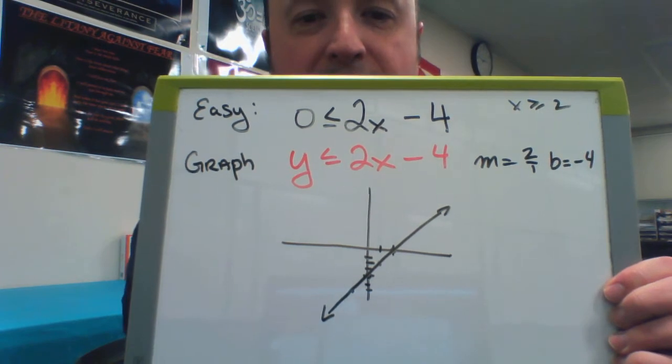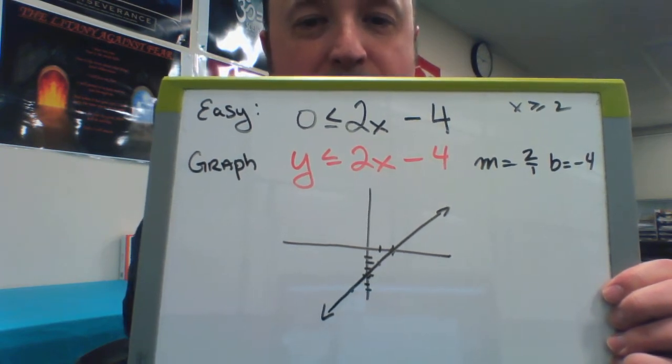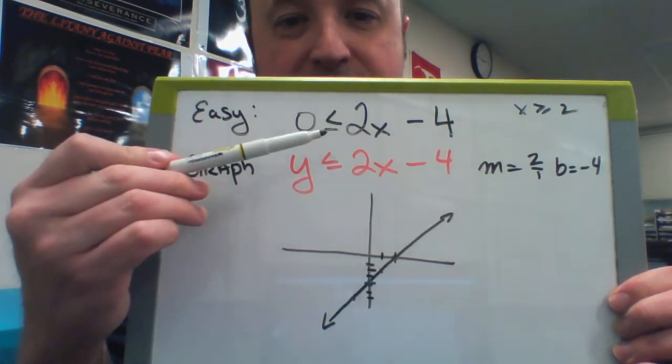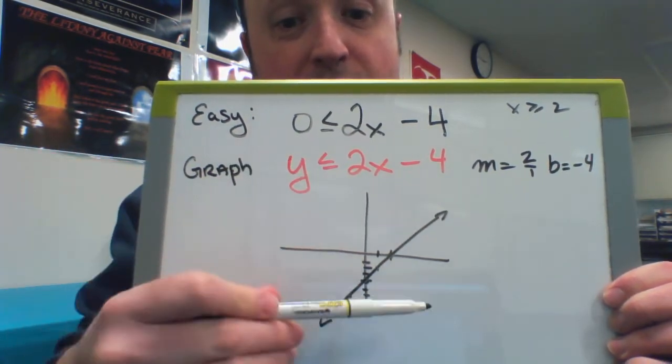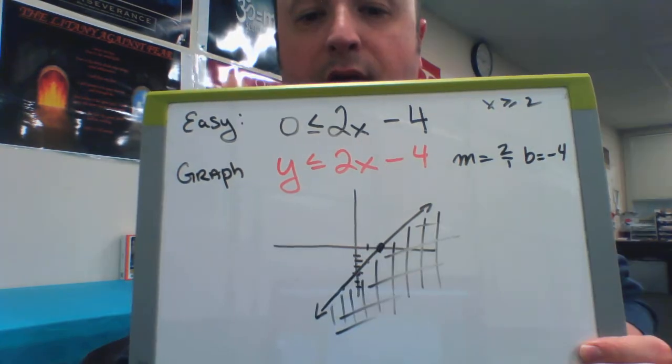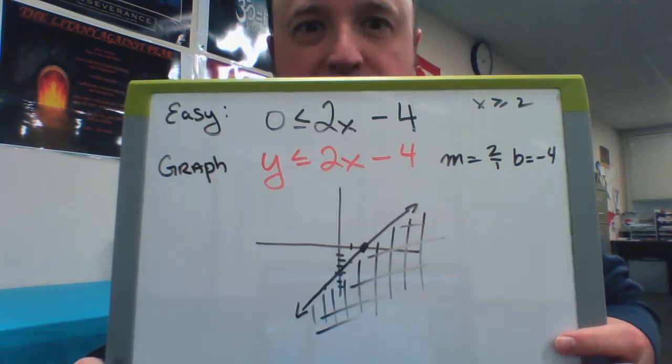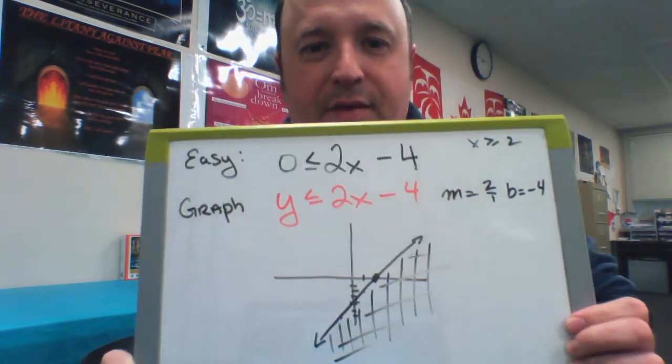Right, so there's the line y is equal to 2x minus 4, and then we've got to think about, okay, do I shade above or below? And this symbol is a less than symbol here, so that means it's going to shade below the graph. All right, let's have a look. Okay, so there's my shaded region. As per usual, okay, so what? What does that mean? Does that mean anything?